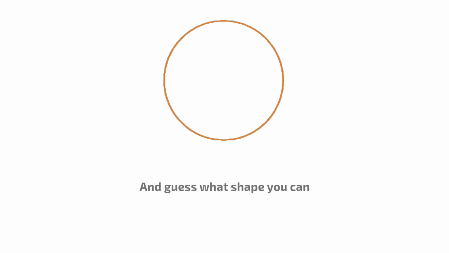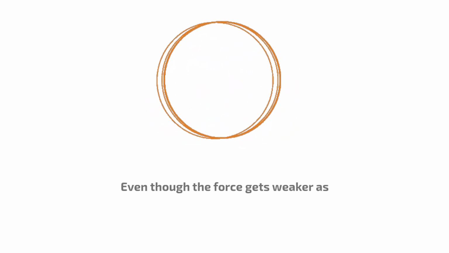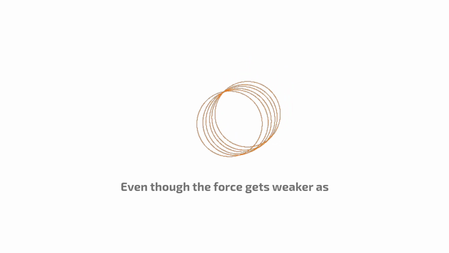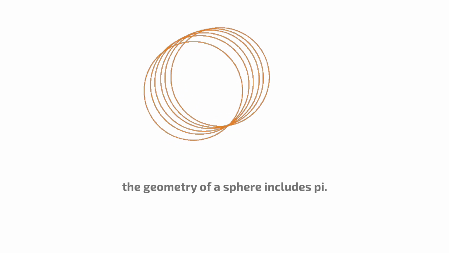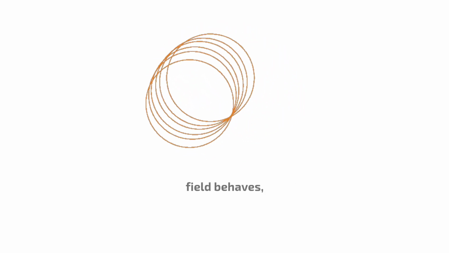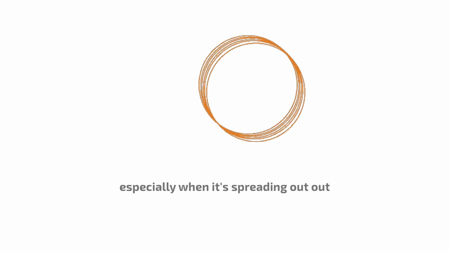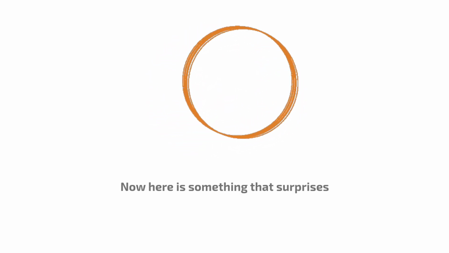And guess what shape you can get when something spreads out equally in all directions? A sphere. Even though the force gets weaker as you go farther away, it still spreads in a spherical shape. And again, the geometry of a sphere includes pi. So anytime you are calculating how a field behaves, especially when it's spreading out in space, you are going to see pi.